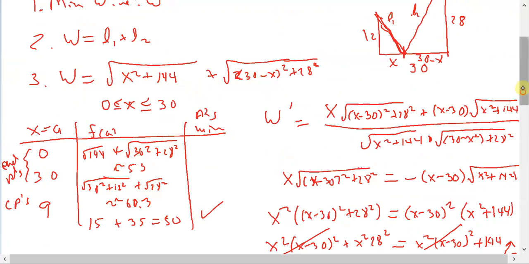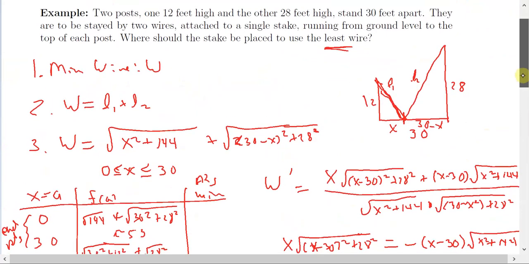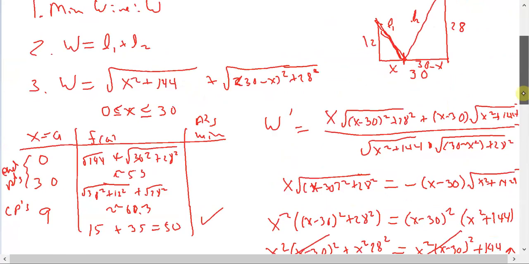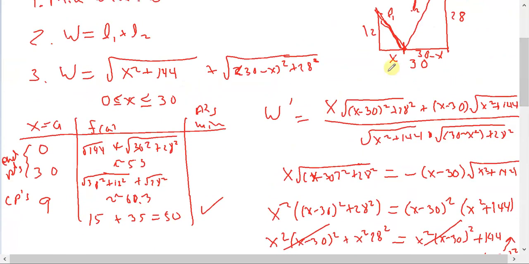And so the last step is to answer the question: where should the stake be placed to use the least amount of wire? This says I should place it 9 feet from the base of the 12-foot stake, and therefore it would be 21 feet from the base of the other stake. So this one is a little messy in terms of the algebra and the arithmetic, but the process is what's important, how you find that absolute minimum in this case.